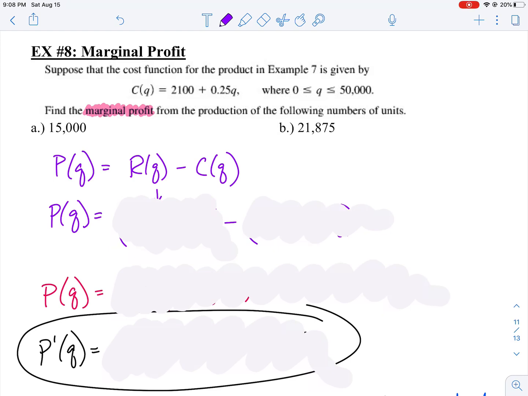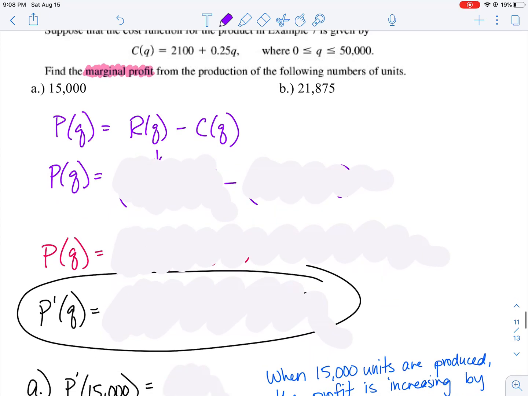Now it says to find the marginal profit. As soon as we hear that word marginal, we know that's just the rate of change in our profit, or our derivative of profit. We want to find the marginal profit when we sell 15,000 units, and our marginal profit when we sell 21,875 units. So here we go.